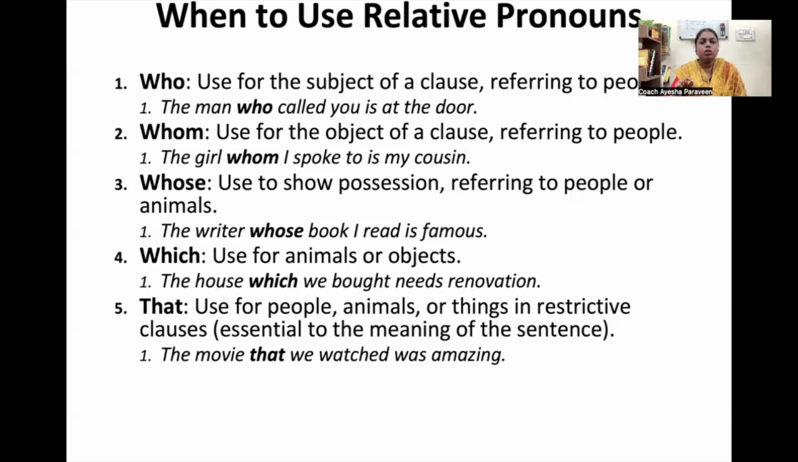Whose? Whose is used to show possession, referring to people or animal. The writer whose book I read is famous. Which is used for animal or object. The house which we bought needs renovation. That is used for people, animal or thing in a restrictive clause, essential to the meaning of the sentence. The movie that we watched was amazing.